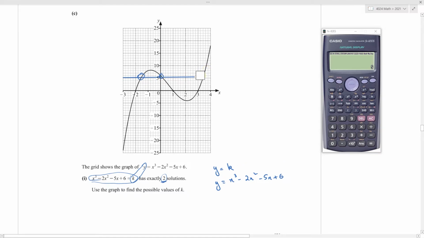So you're looking for a line y equals k which will give you two points of intersection. If I draw a straight line, this is the maximum point at which this graph has a maximum value and then it starts to decrease. So if I draw a straight line that touches this maxima here and then goes on and intersects the graph here as well, this is one value of k where you have two solutions. So let me draw a line here.